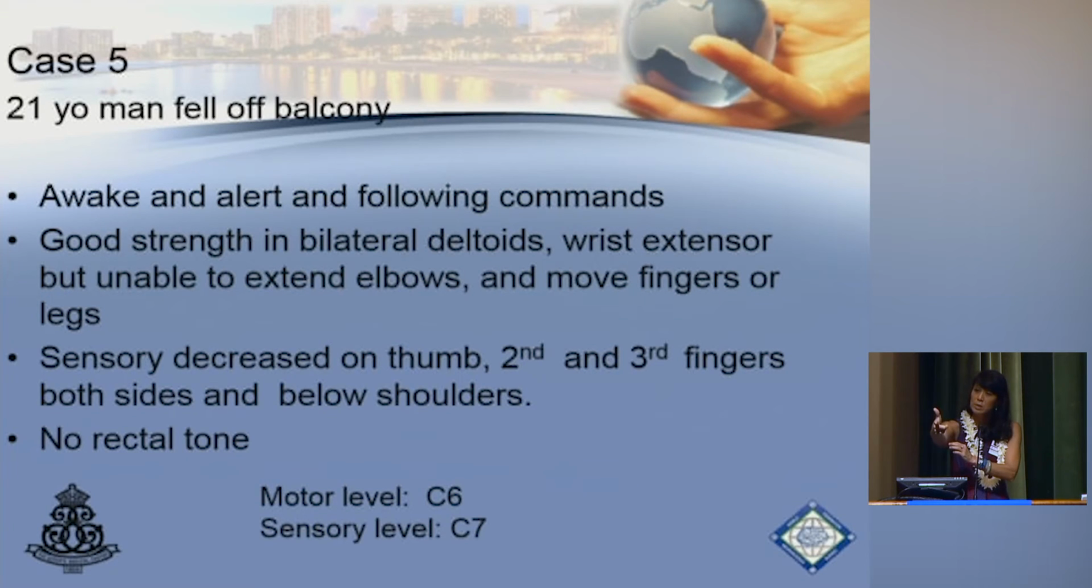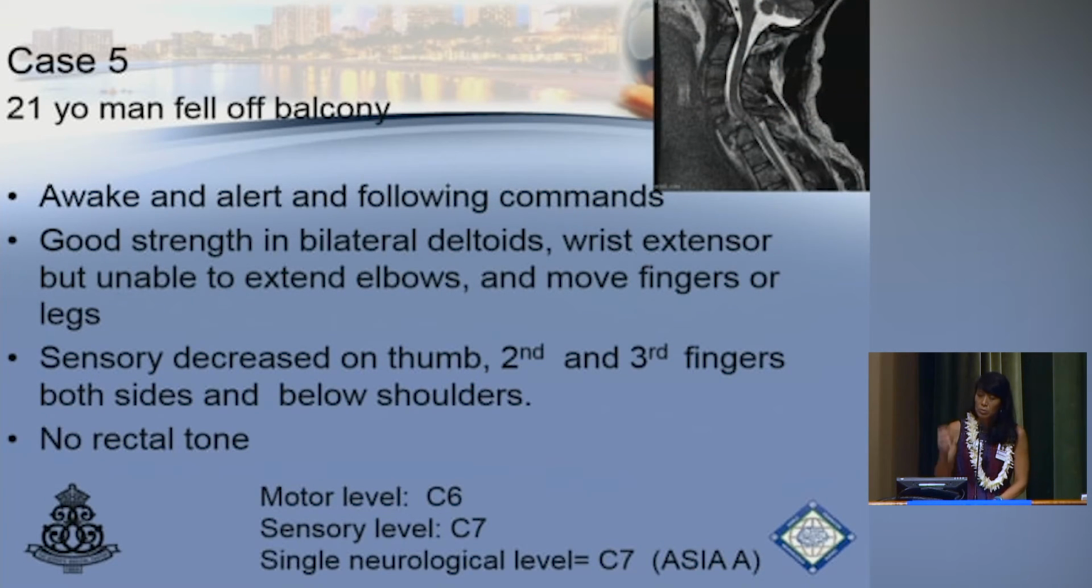So again, if you go C6, C7, and below that there's nothing, then the sensory level is C7. So the way that we grade this by using the single neurologic level is the last normal level. The motor level is actually a C6, and I did a typo in there. Sorry, KJ, I'll correct that.